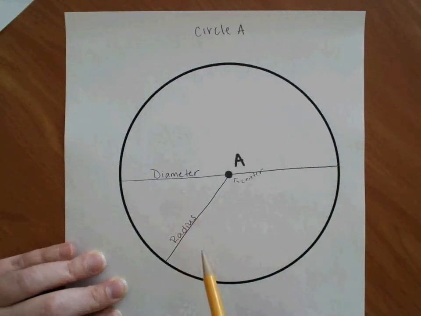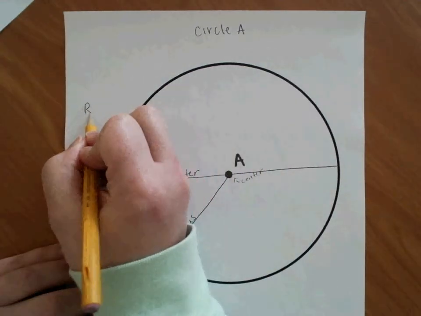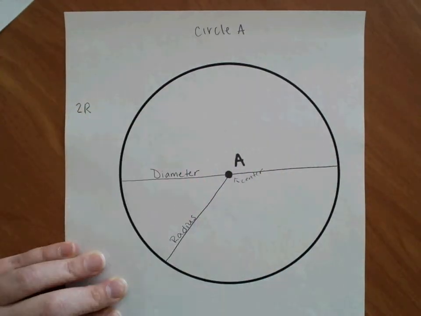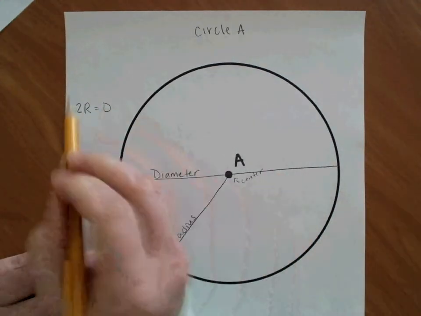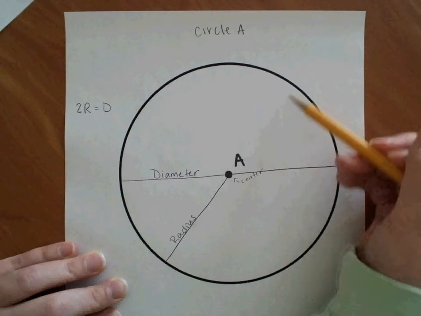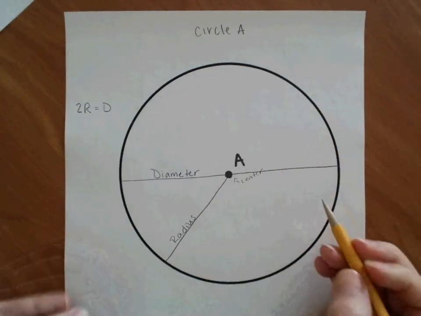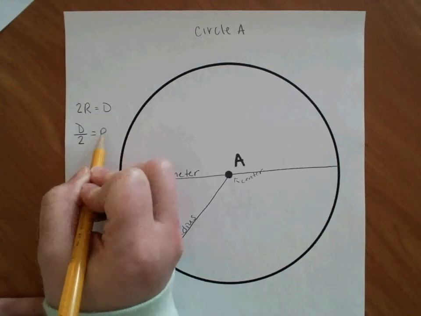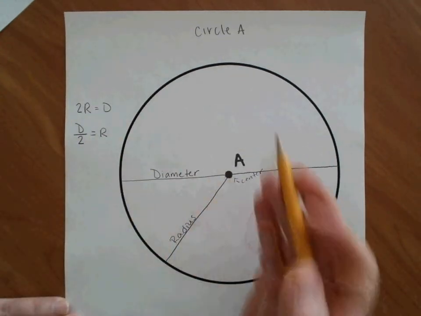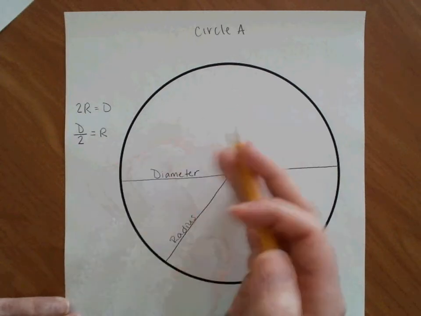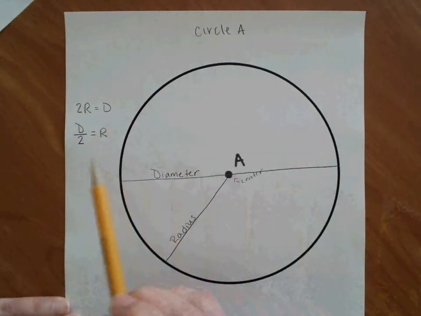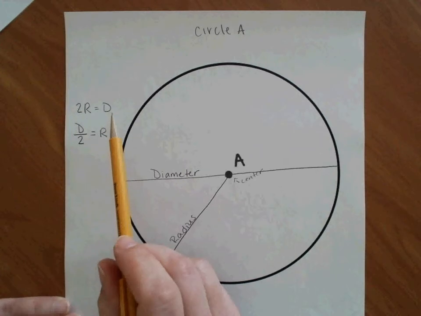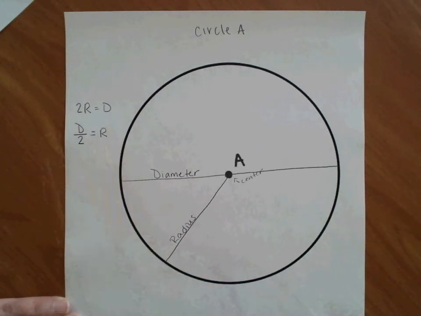So a diameter and a radius are kind of similar, and if we take my radius and times it by 2, I get my diameter. If I take this radius and put another one across, I get a whole line giving me my diameter. If I take my diameter and divide it by 2, I get my radius. So if you times your radius by 2, you get your diameter. If you take your diameter and half it, you get your radius.